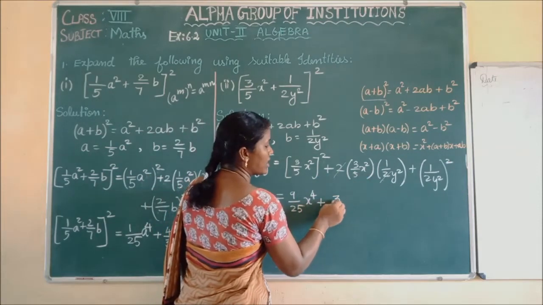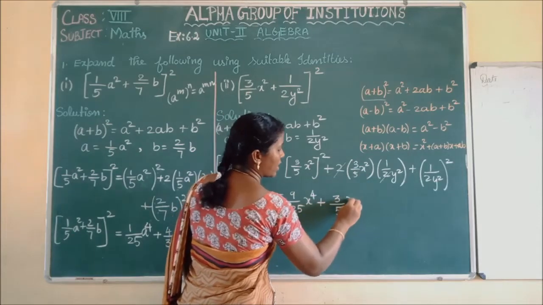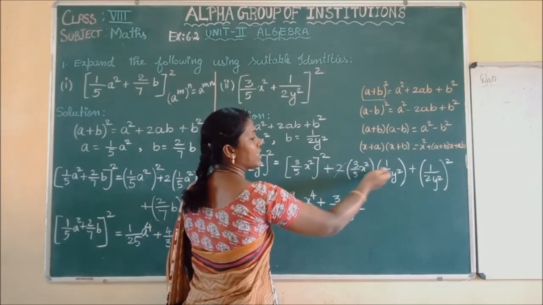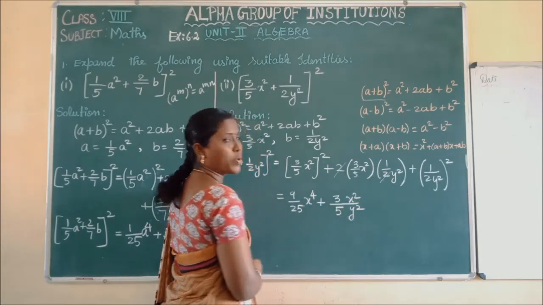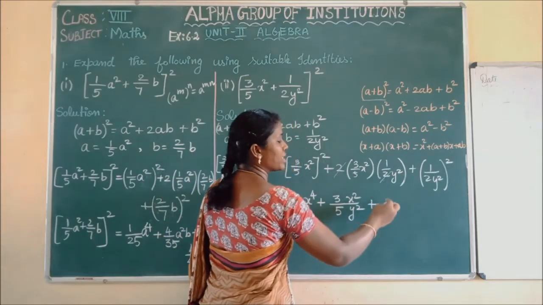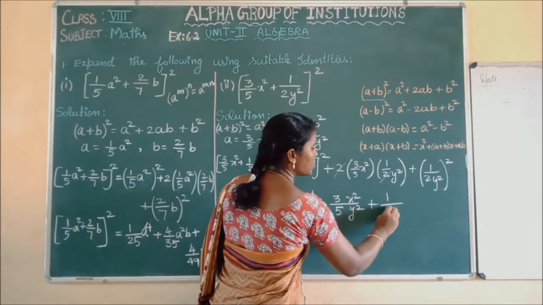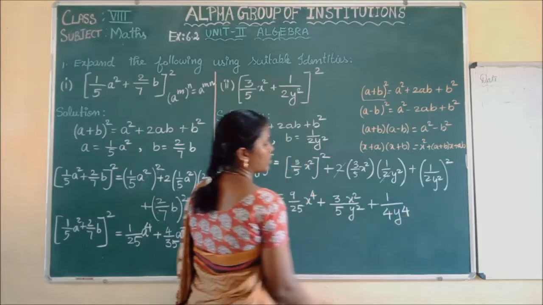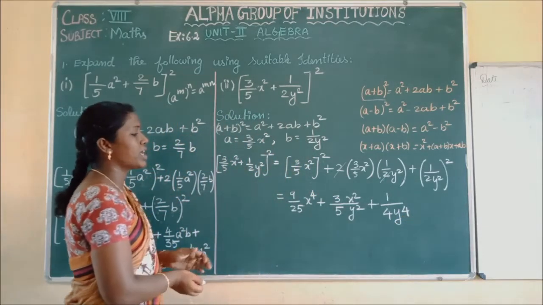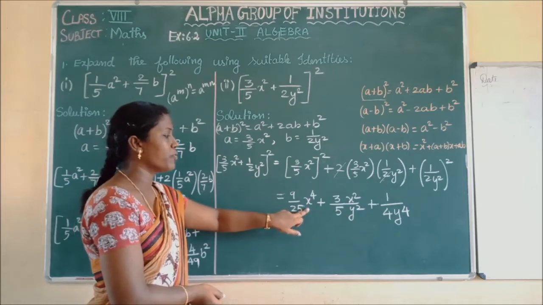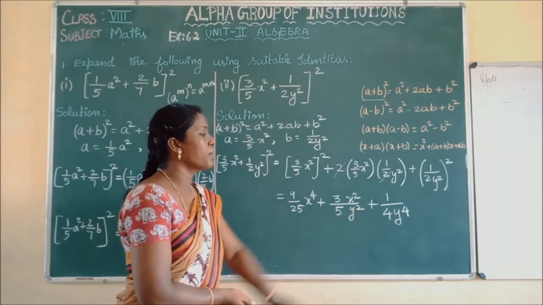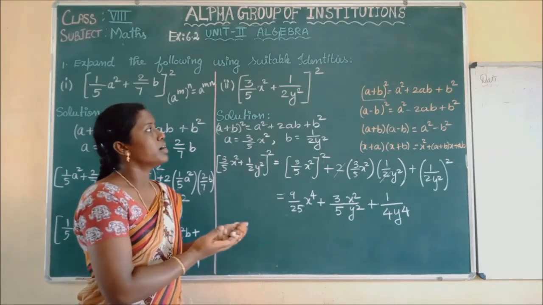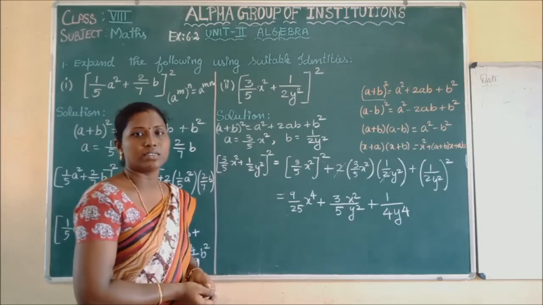The remaining is 3/5, and we have x² by y². Because the 2s cancelled, we multiply the other variables, 3x² by 5y². Plus, taking the square inside, 1 square is 1, 2 square is 2 twos are 4, and for y² the square is also applicable, that is y power 4. So finally we got the expansion of the given question as 9/25 x⁴ plus 3/5 x²y² plus 1/4 y⁴. We got the answer. Next we will solve some more problems using the identities.